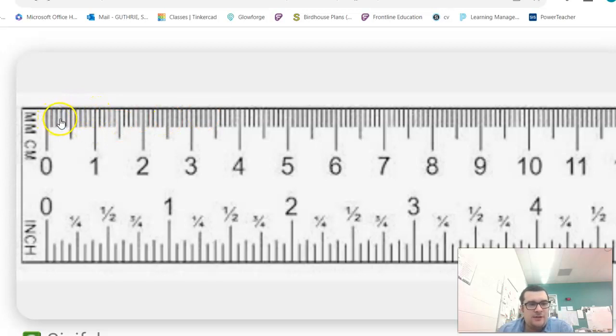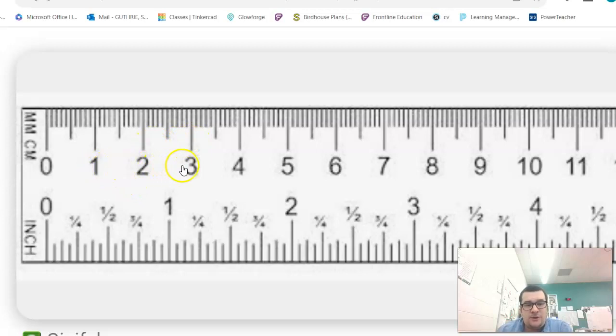Each one of these lines is 1. So each line is 1 millimeter. So if you measure something, you're just going to count 1, 2, 3, 4, 5. Each one of these lines is 5. So here's 5, 10, 15, 20, 25, 30 millimeters, and so forth.